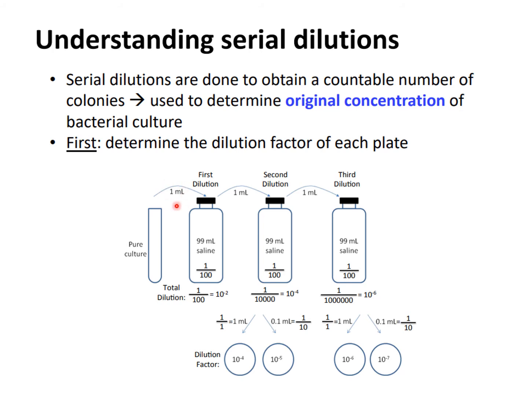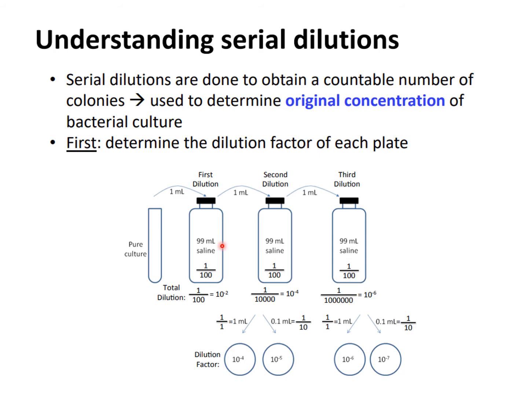Using your micropipette, remember how we talked about micropipettes? You're going to draw 1 milliliter out from this tube. Now, what am I going to do with that 1 mL I've just drawn out from my original sample? I place it in another tube, and to that 1 mL, I add 99 milliliters of saline solution. Saline is just water and salt.